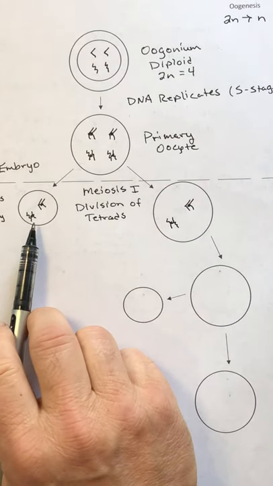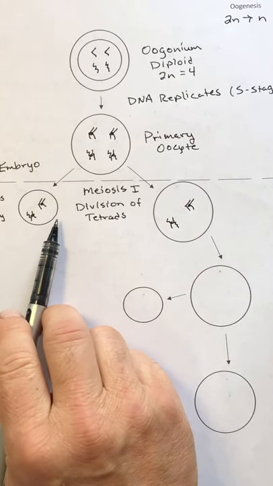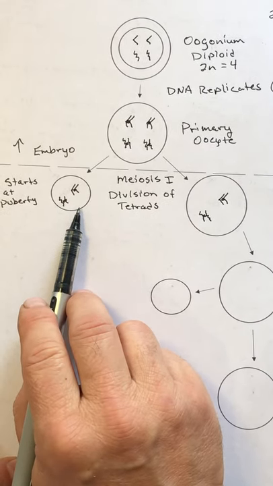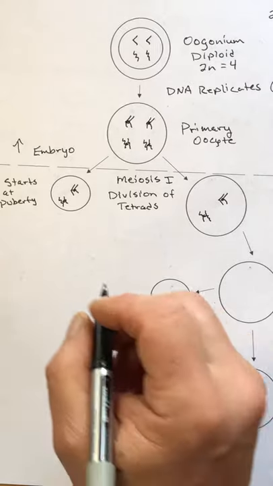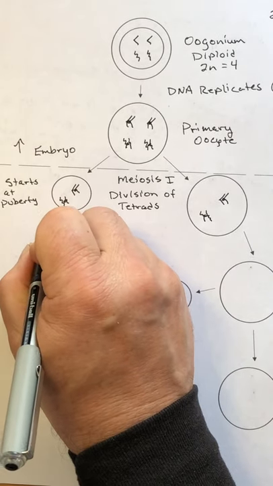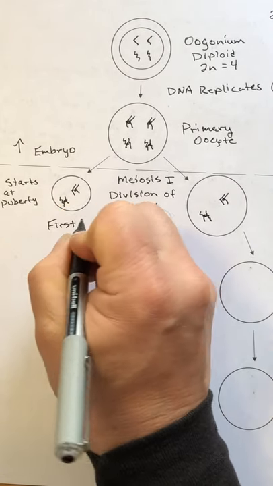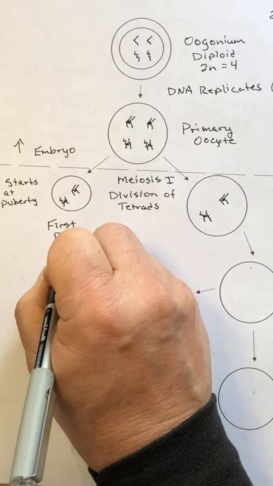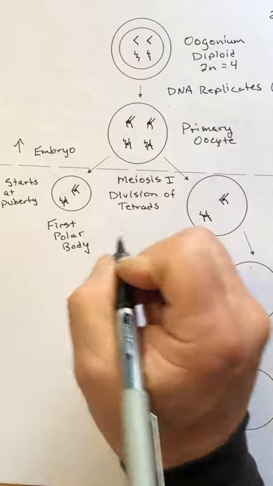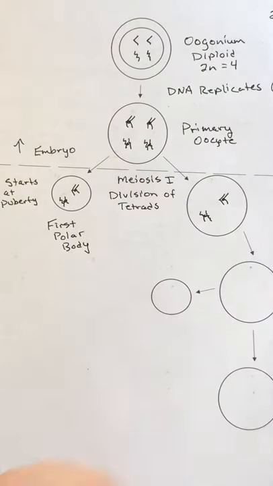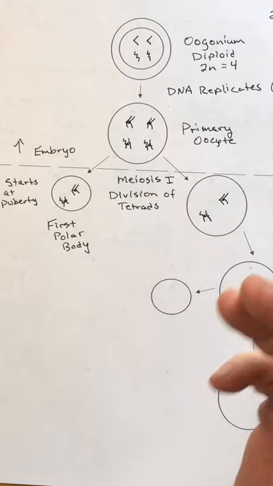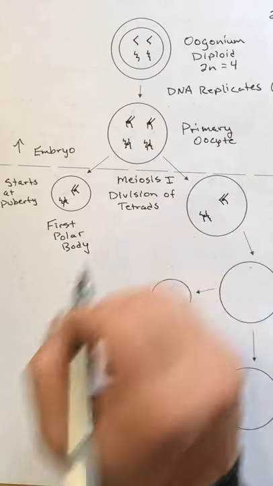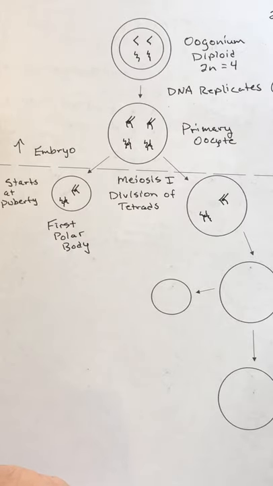Now this is called unequal cytokinesis. And so this structure that results is not really a viable cell. It's actually called a polar body. And there'll be two of these polar bodies generated. So this is the first polar body. And it doesn't get very much cytoplasm. It's not really viable. And so what happens is it just breaks down and it's reabsorbed by the female.